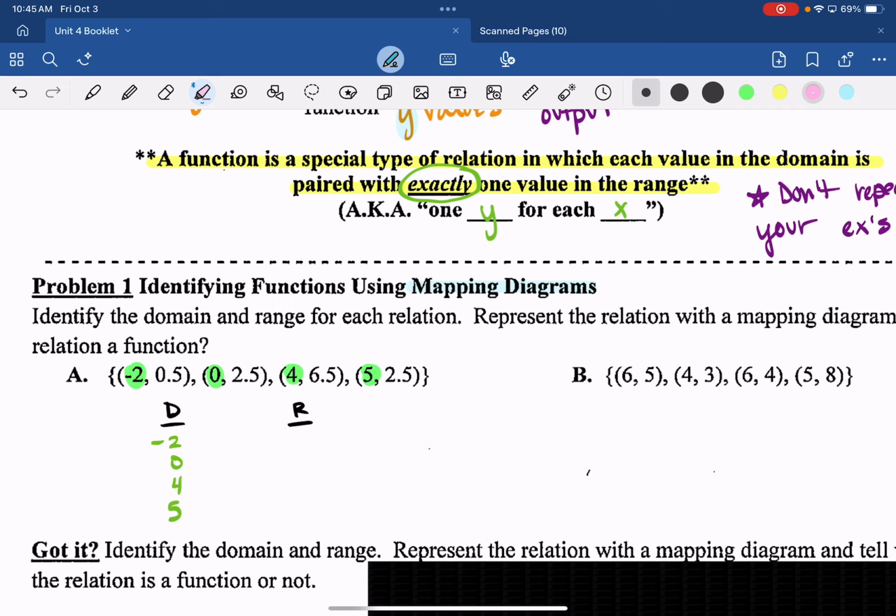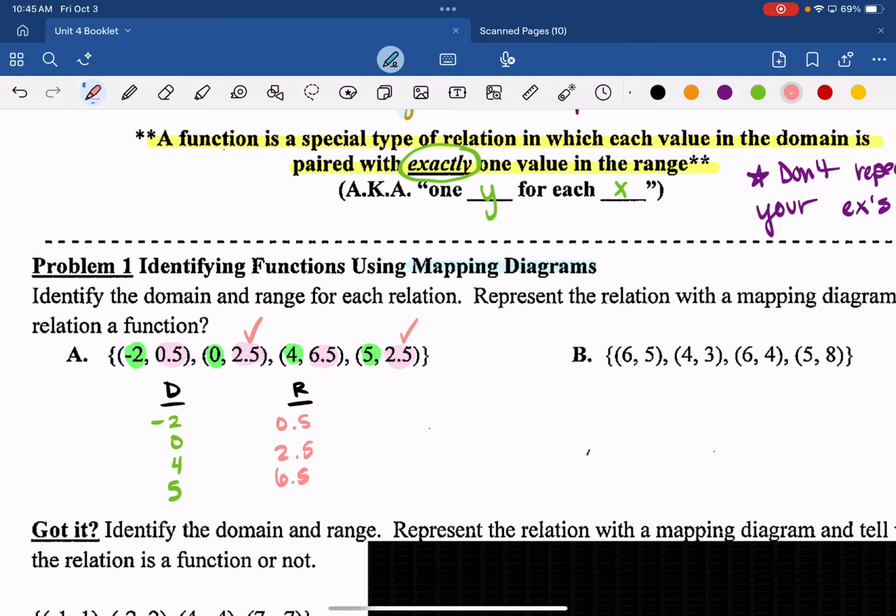Okay, in the range, here's all my numbers that I'm going to use. I'm going to write them in order, least to greatest. So I've got 0.5 first. I've got 2.5, and notice I only write it once. It counts for both of them. And then 6.5. Now my mapping, what I'm going to do with mapping is I'm going to show what number is in a relationship with what. So who is -2 in a relation with? 0.5. So I'm going to show that by drawing a line. Okay, and then our next one, 0, 2.5, 4, 6.5, and then 5, 2.5.